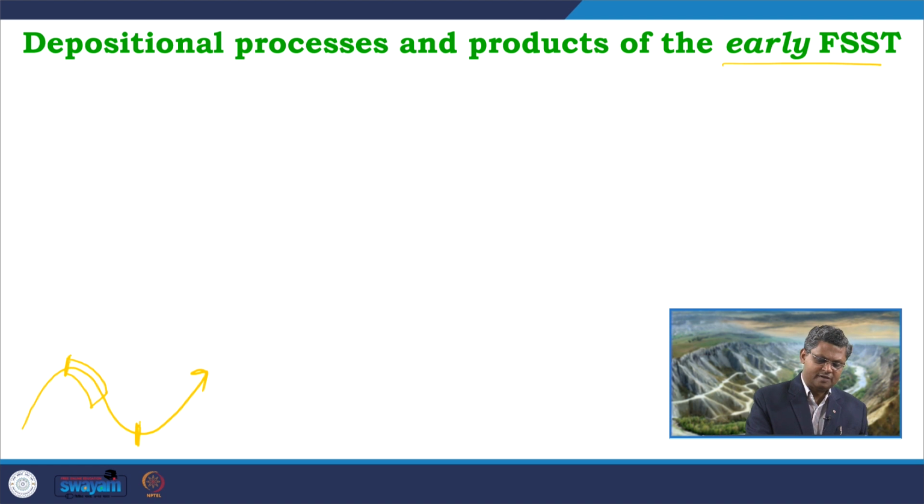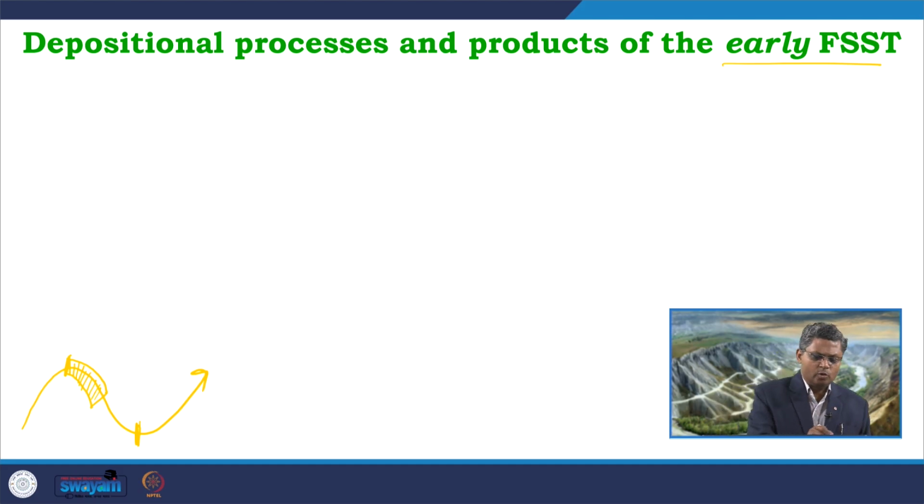So, we are first trying to understand what happens during this phase, that is the early forced regressive phase, early FSST, and then we will try to understand what happens in terms of depositional process and products during the late phase of the FSST.